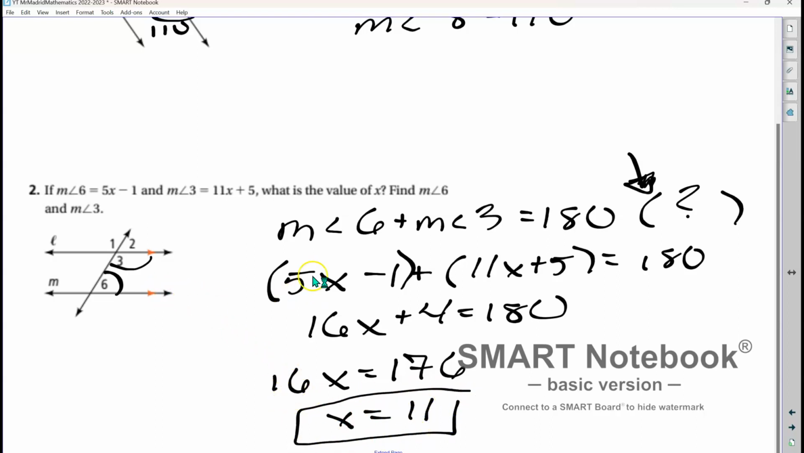And as you guys know, now we would substitute 11 in for x. So here we have measure angle 6. It's 5 times 11, which is 55, minus 1 is 54. And the measure of angle 3 is 11 times 11, which is 121 plus 5, which is 126.